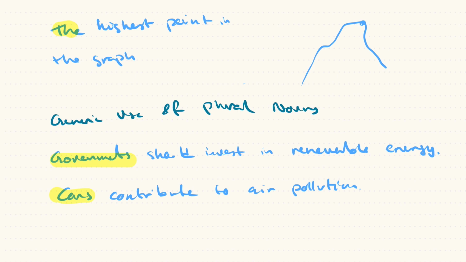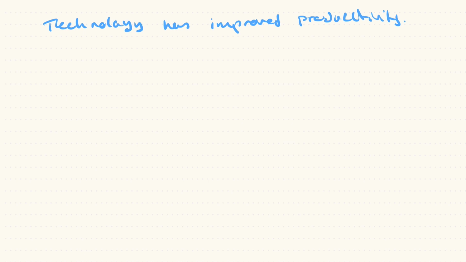Also, finally, I just want to make a point. When you're talking about something very well known, for example, technology, you don't need to write the technology. Because everyone knows what it is, it's essentially a big subject. Technology has improved productivity. So here you don't really need to write the technology, or these topics or nouns that are very common and everyone knows what you're talking about.